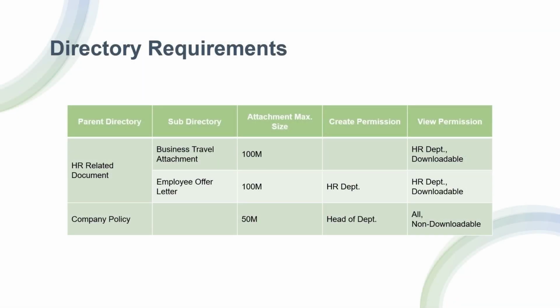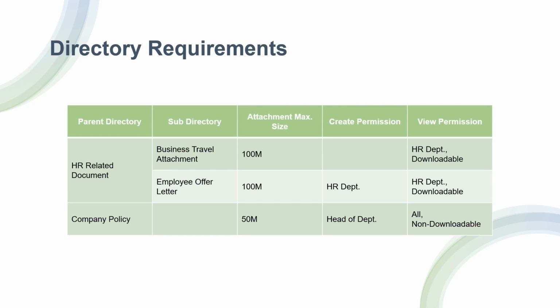In the next sections of this training, we will create a parent directory, HR-related document, and its subdirectories, business travel attachment and employee offer letter at the backend dashboard. As you can see from the directories requirements page, the maximum size of attachment uploaded for both directories will be 100 megabytes. Besides that, no document can be manually created in the business travel attachment directory, and only employees from HR departments can create documents in the employee offer letter directory.